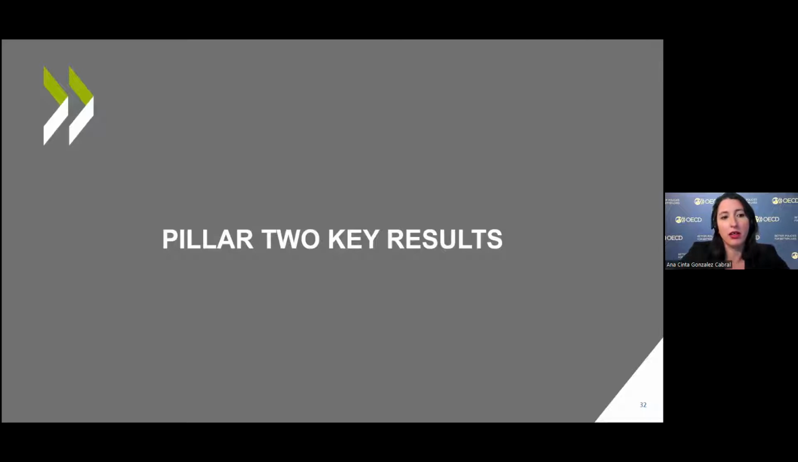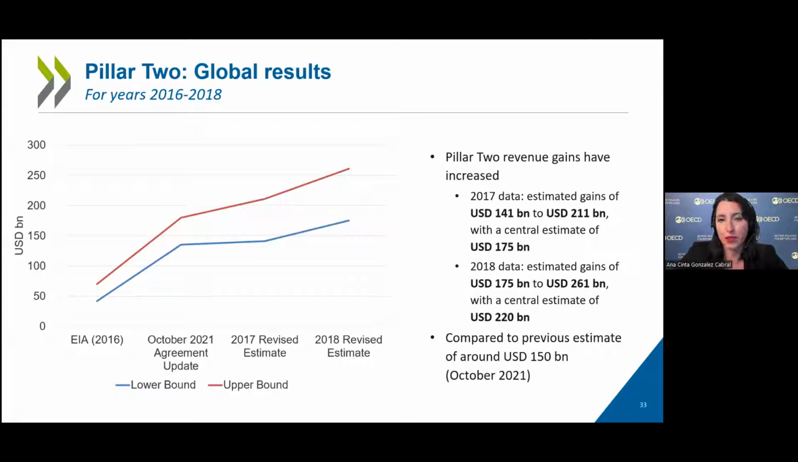So using this methodology, I'll now transition to show you some key results about how the global revenue gains from Pillar 2 have evolved. As you can see in this chart, the total amount of revenue gains from Pillar 2 has increased since our early estimate. Compared to the previous estimate that was communicated in October 2021 of 150 billion, we estimate that the revenue gains of Pillar 2 have been increasing. The central estimate that we're looking at for 2018 is about 220 billion. Of course, there is a margin of uncertainty around these estimates, but we can see this increasing trend.